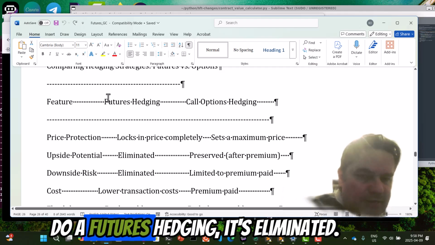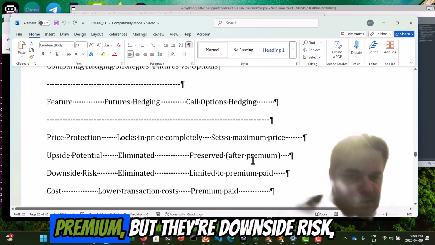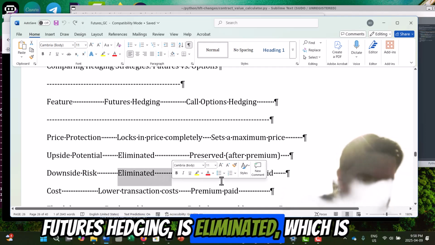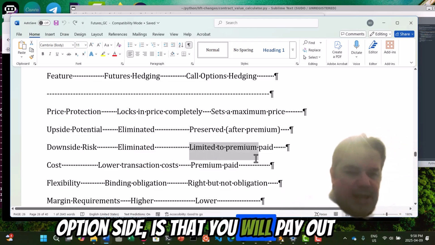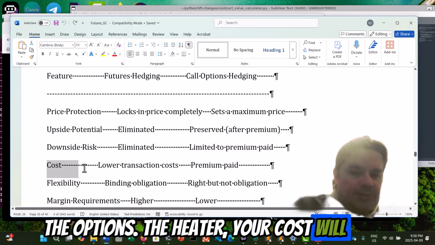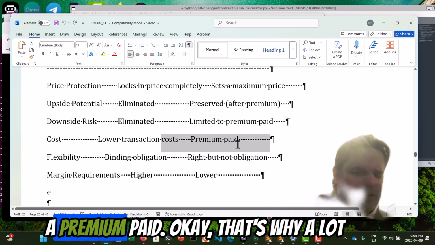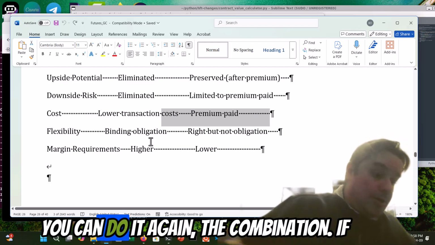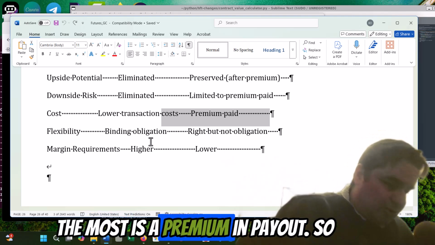With the upside potential, if we do futures hedging, it's eliminated. Call options preserve it after we hit our premium, but the downside risk with the futures hedging is eliminated, which is kind of what you want. Here on the option side, what you pay out is your premium on the options. Your cost will be lower than futures hedging, and all you're paying out on your option is the premium paid. That's why a lot of people prefer to trade options, and you can do the combination purely with options. The most you risk losing is the premium you pay out.